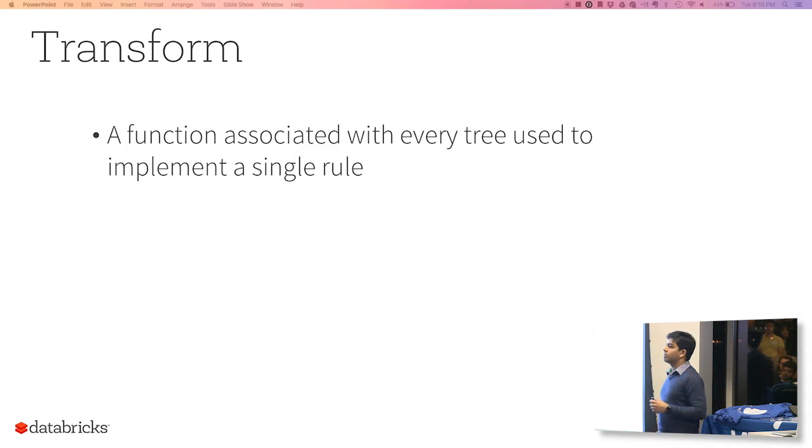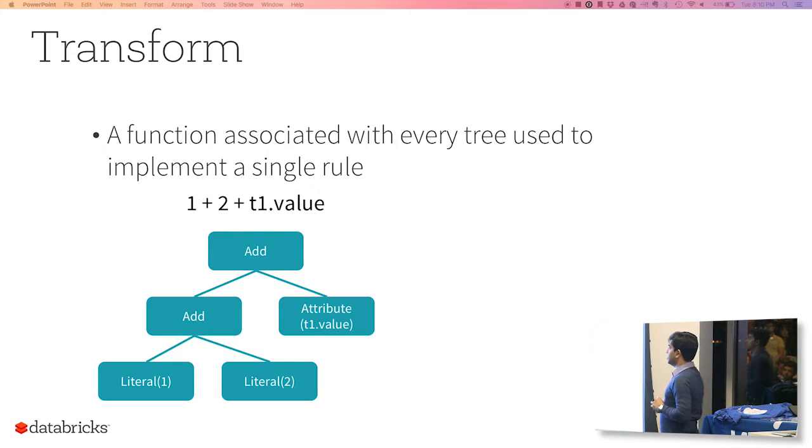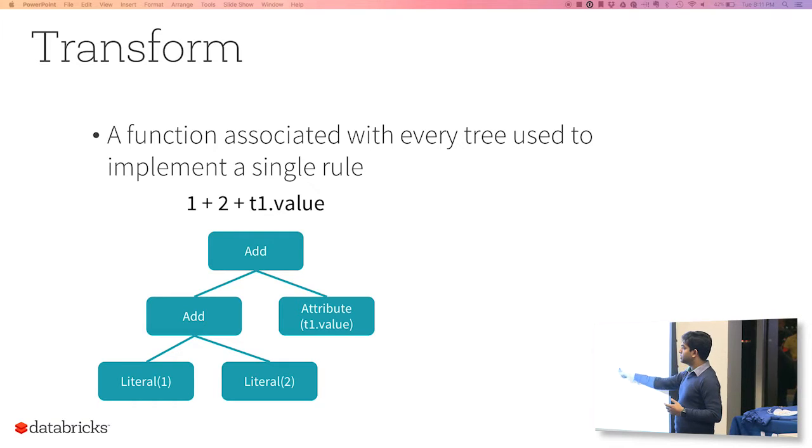Now, let me give an example of what a transformation is. From a high level, a transformation is nothing but a function that's associated with every tree, and it's used to implement a single rule. If we look at a simple expression that we just saw earlier, there was an expression that was trying to calculate 1 plus 2 plus t1.value. So the expression tree of this expression looks something like this.